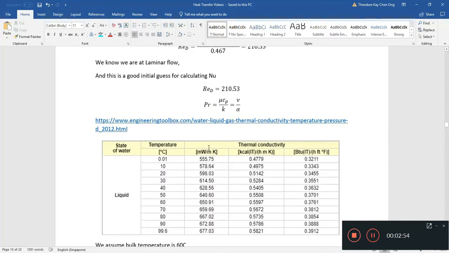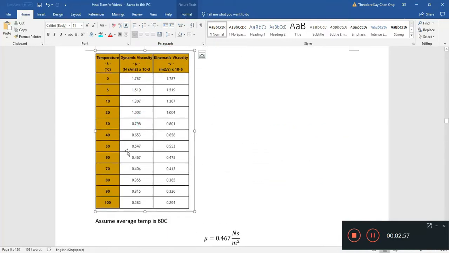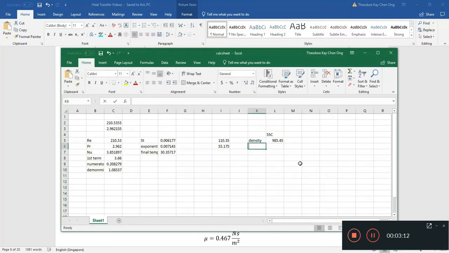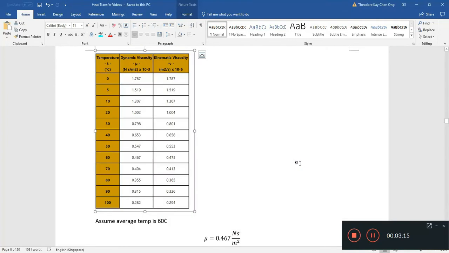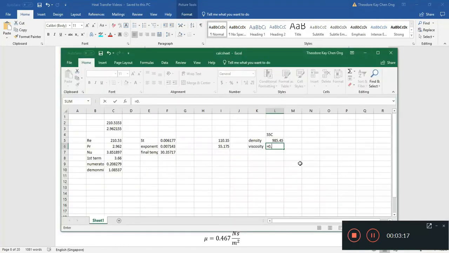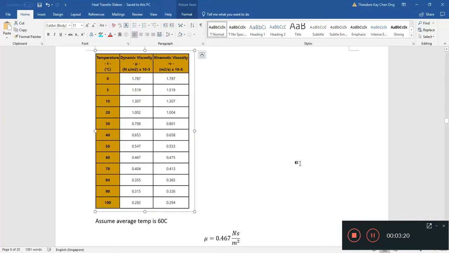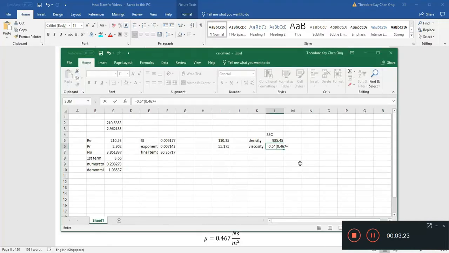Next, we need viscosity. So we have 0.547 and 0.467. We're just going to take the average of these two values, because 55 degrees C is just smack in the middle. Viscosity equals half times 0.467 plus 0.547, times 1e minus 3. I'm going to get that right this time.